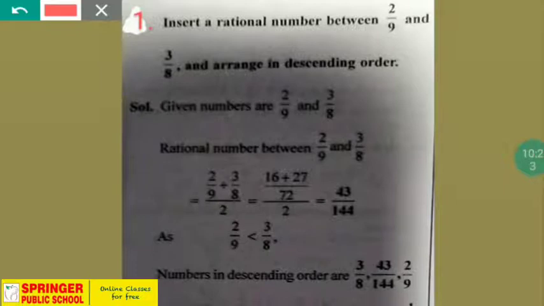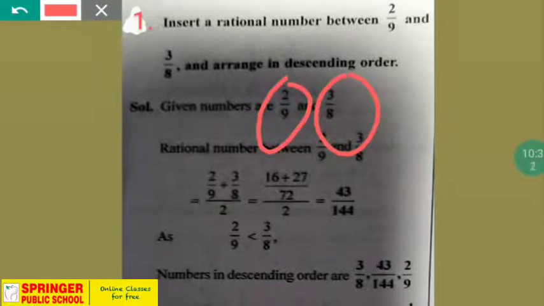Now let us see. The two numbers that we are being given are 2 by 9 and 3 by 8. We have to find one rational number between 2 by 9 and 3 by 8. So students, you can see here (2 by 9 plus 3 by 8) whole divided by 2. As I said to you, after the calculation, it becomes 43 upon 144. So 43 upon 144 is the number which lies between 2 by 9 and 3 by 8. So we have got the rational number between two given rational numbers.